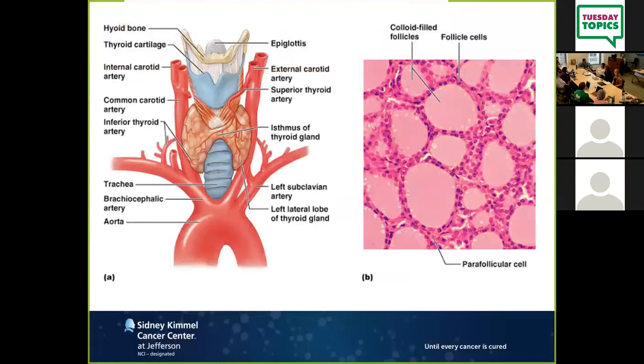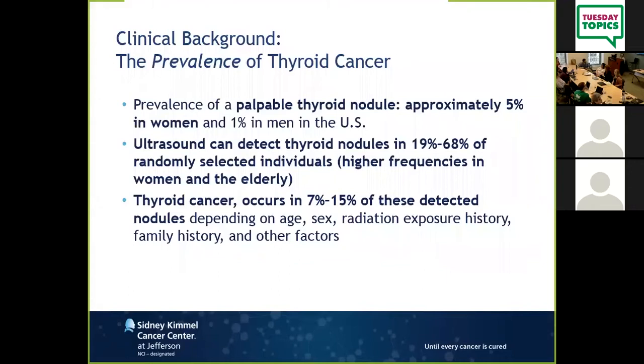And this is just a picture of what it looks like on the inside of the gland. Histology. So the prevalence is actually pretty high. In women, it's approximately 5% of women in the U.S. And 1% in men. That's a palpable thyroid nodule.